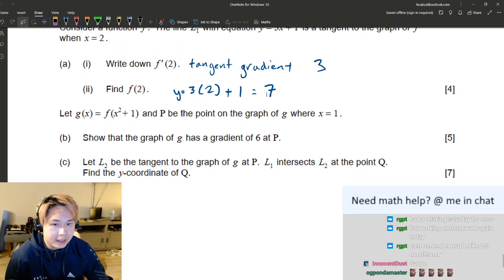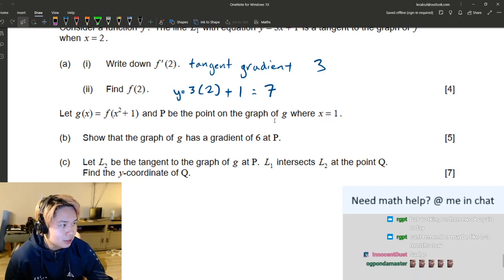Okay, and next up we have g, and g is f of x squared plus 1, and then let P be the point on the graph of g where x is 1, sure, whatever. And then 52, yeah, I know, streaming for 52 minutes. Okay, show that the graph has a gradient of 6 at P.